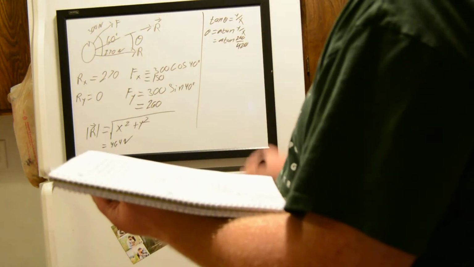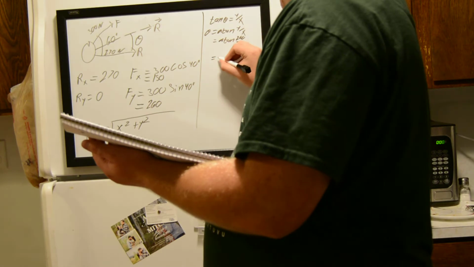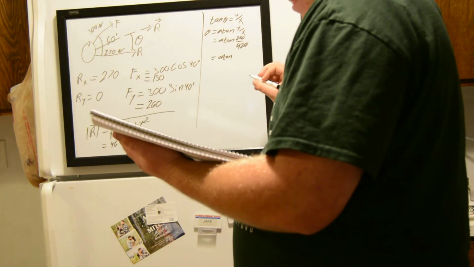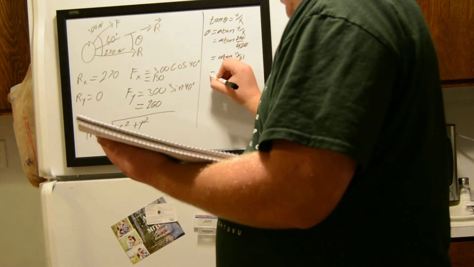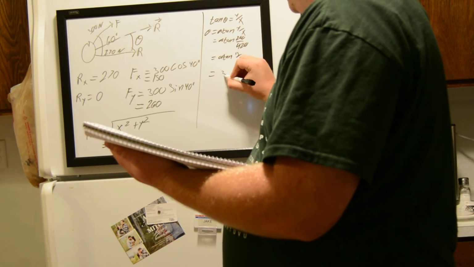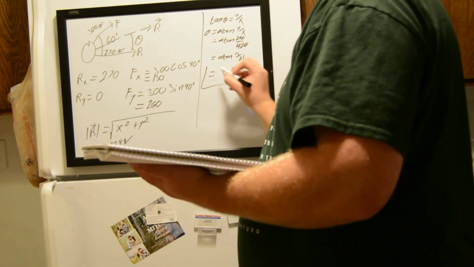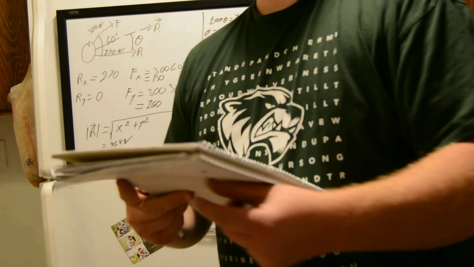And you can simplify this down until it becomes arctangent of 13 over 21, and then you just plug that into your calculator and you get 31.8 degrees as your theta. And so there you have it. That is 4.1.